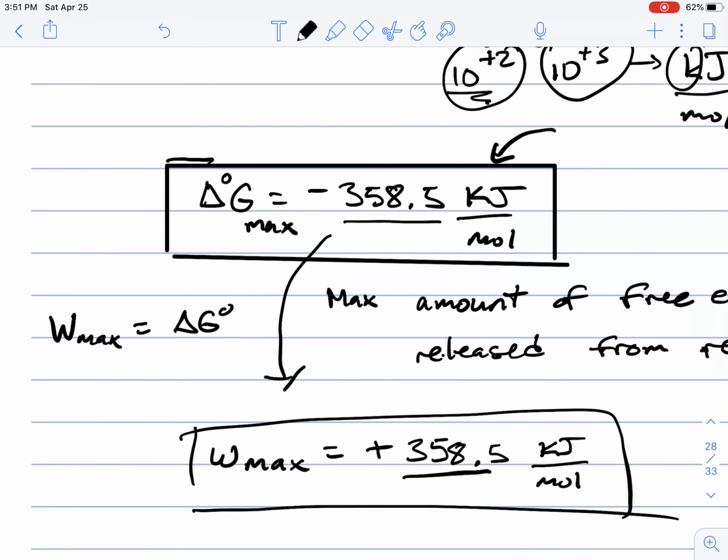Why does the sign change between the maximum amount of free energy that was released from the reaction to positive 358.5 when we're talking about the maximum amount of work theoretically possible that could be done if this reaction is a reversible reaction?